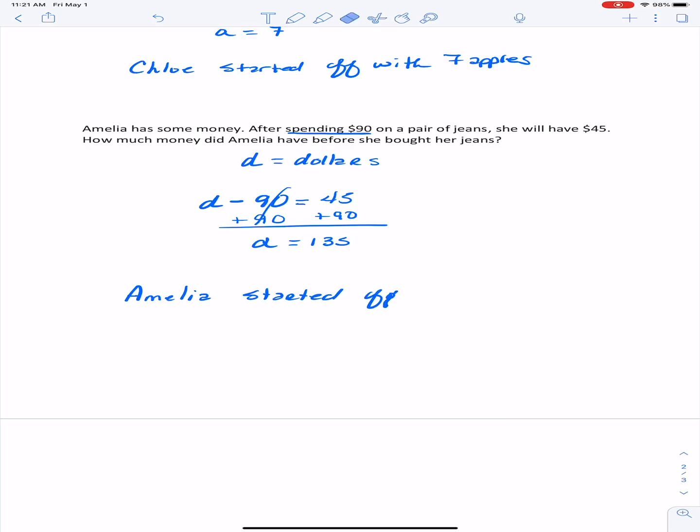She started off with $135. And if you noticed, in both of my word problems, I actually wrote my answer out so that I could answer the question that is being asked.